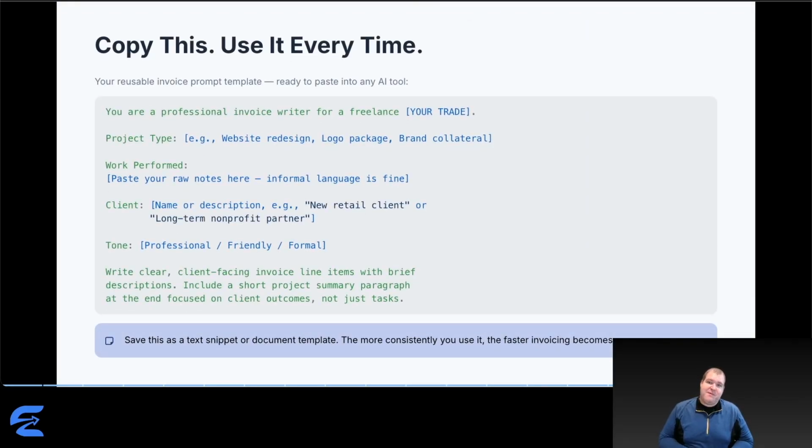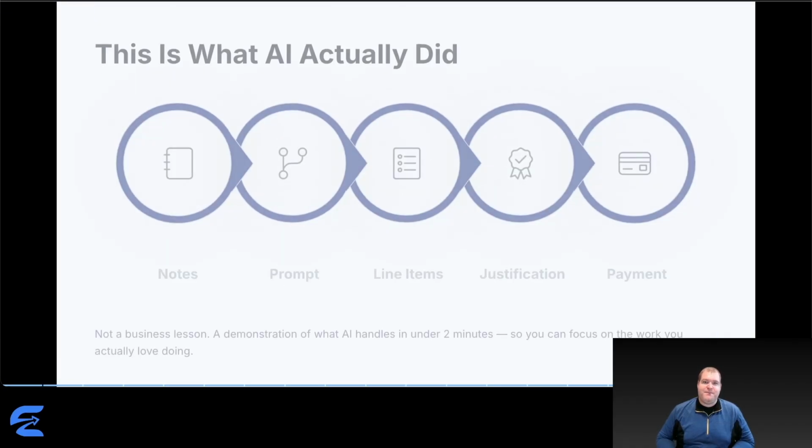This is your take-home asset from the video. The reusable prompt template, ready to paste into ChatGPT, Claude, or any other AI tool you're already using. Swap in your trade, your project type, your raw notes, your client context, your tone preference. That's the only customization required. Save this as a text snippet, a note in your project management tool, a pinned document, wherever you keep the things you reach for regularly. The more consistently you run this prompt, the faster invoicing becomes and the more automatic the quality gets. It stops being a task you have to think about and becomes just part of how you close a project.